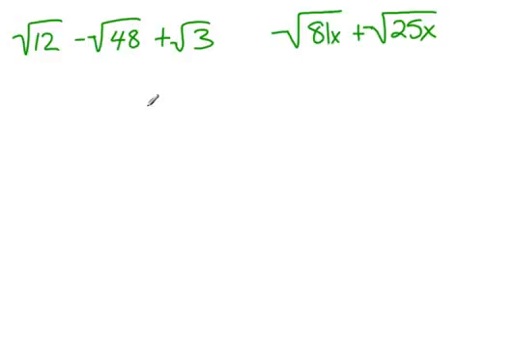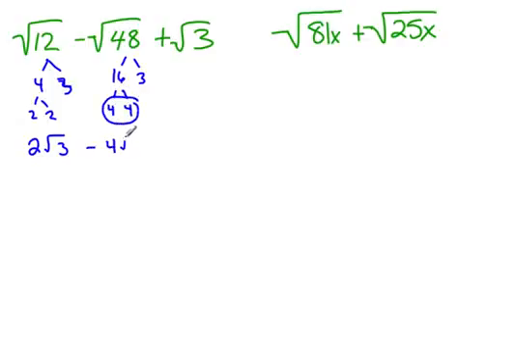Sometimes you have more than one, and sometimes you're going to be left over with some extra stuff. So if I break down 12, remember that's 4 and 3, and that breaks down to 2 and 2. So I have a total of 2 times the square root of 3. 48 breaks down to square root of 16 and 3. So this will give me a pair of 4s. So I have minus 4 times the square root of 3. Then I have just plus the square root of 3.